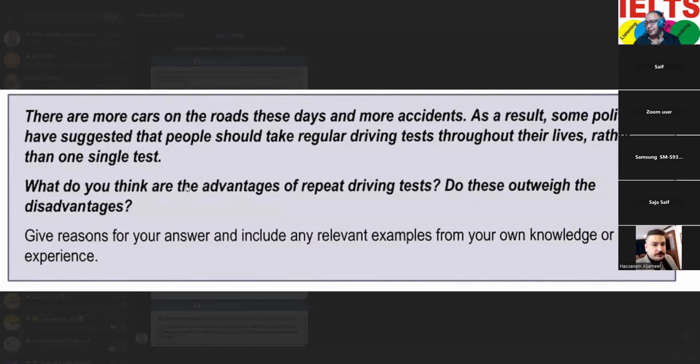After that, in my opinion, you answer those two questions with two reasons. That's the introduction. What do you think are the advantages of repeated driving tests? Do these outweigh the disadvantages? That's the introduction. Then the body, one of the paragraphs of the body will go with the advantages, the other one will go with the disadvantages. After that, at the end, you will write the conclusion. Any questions?